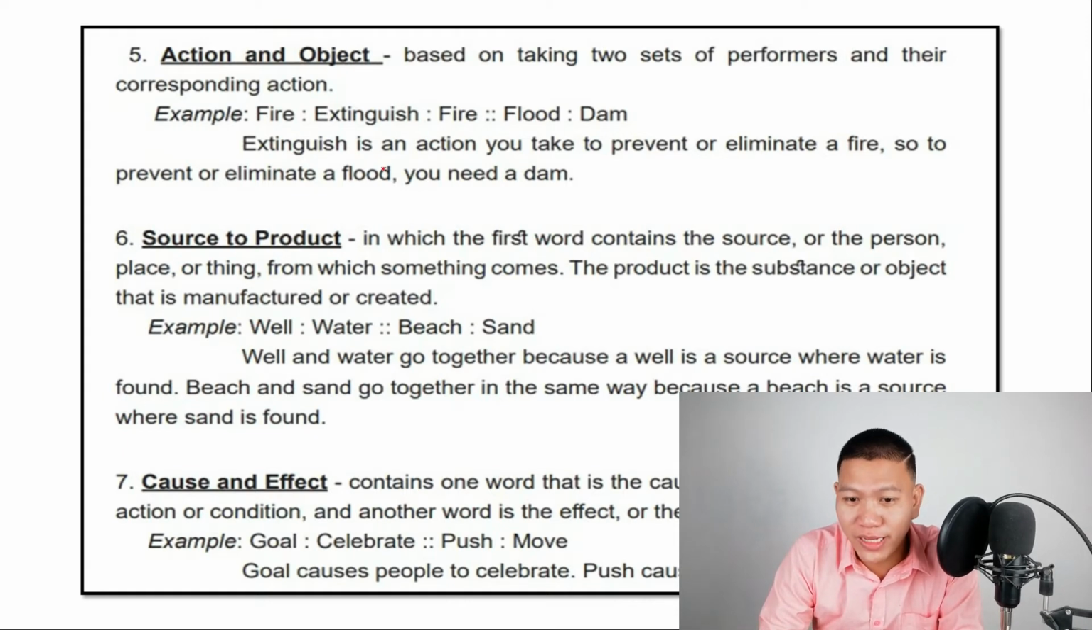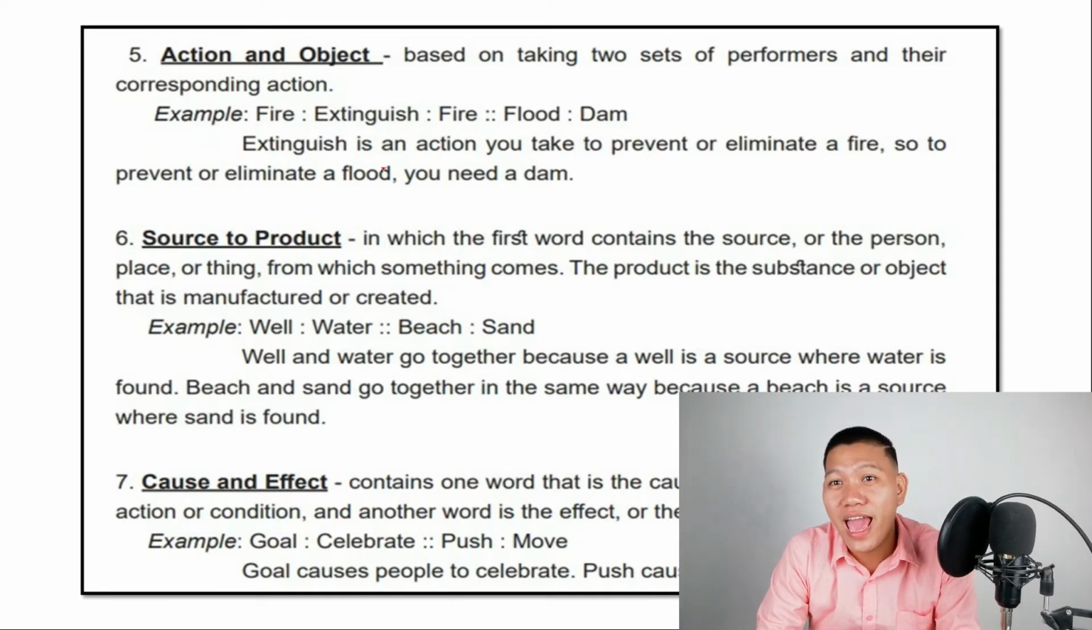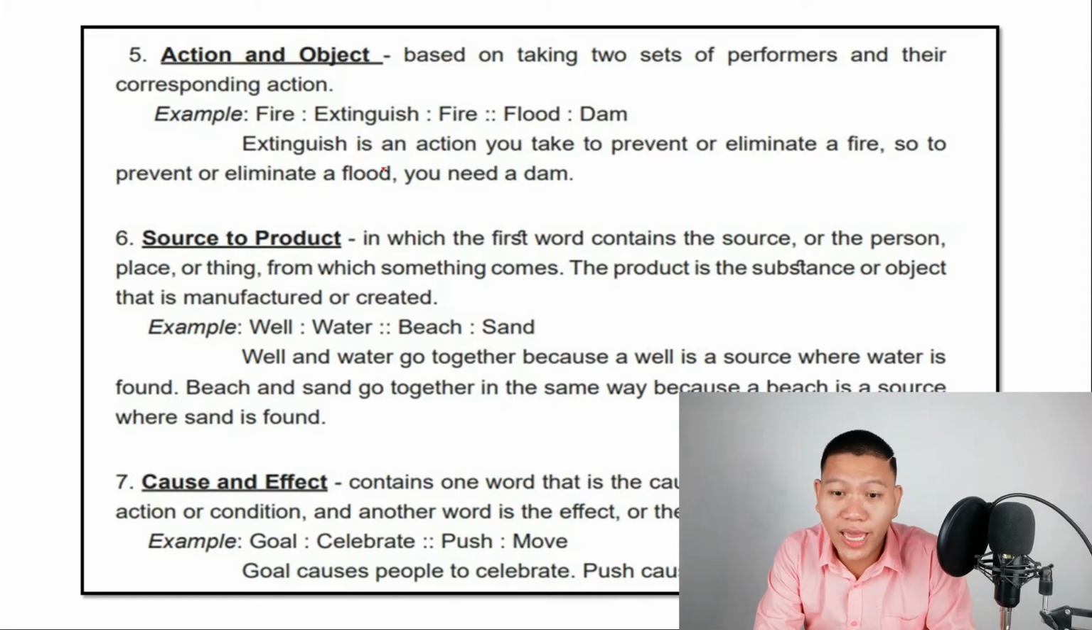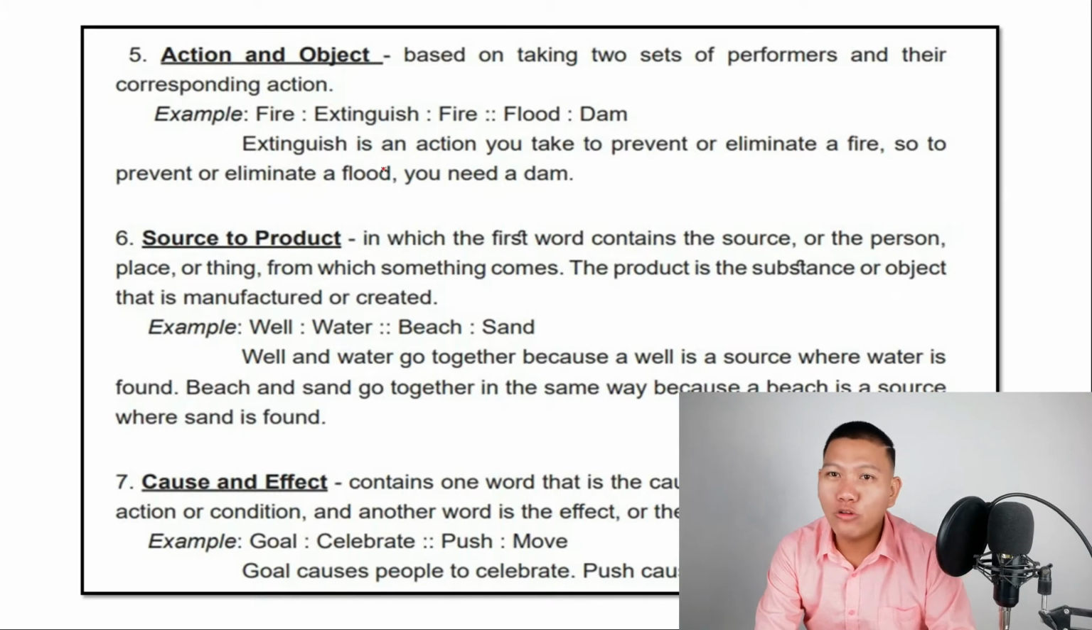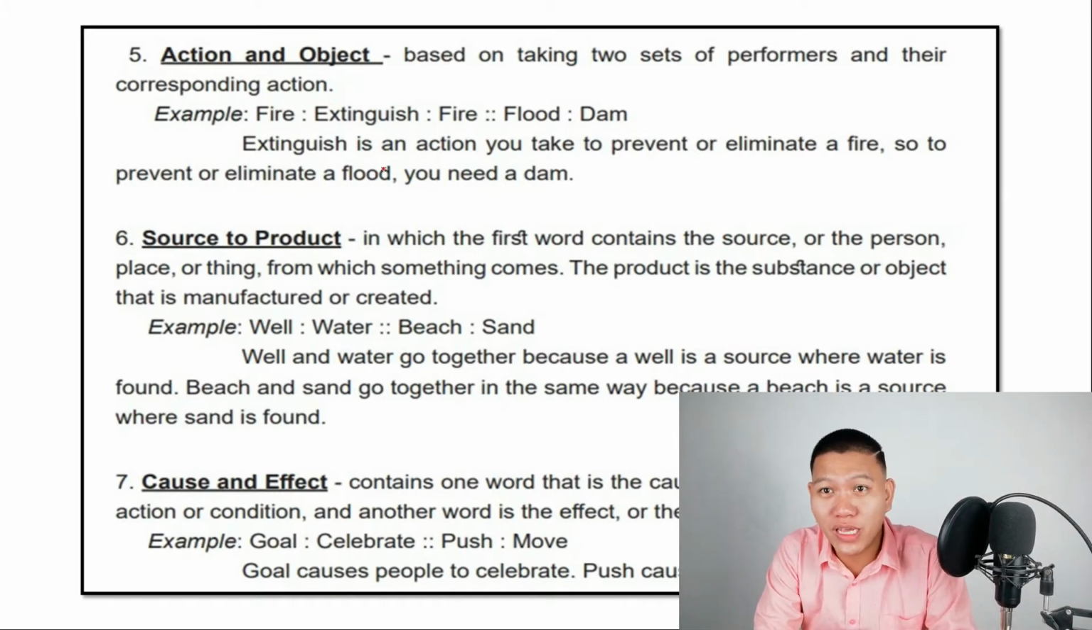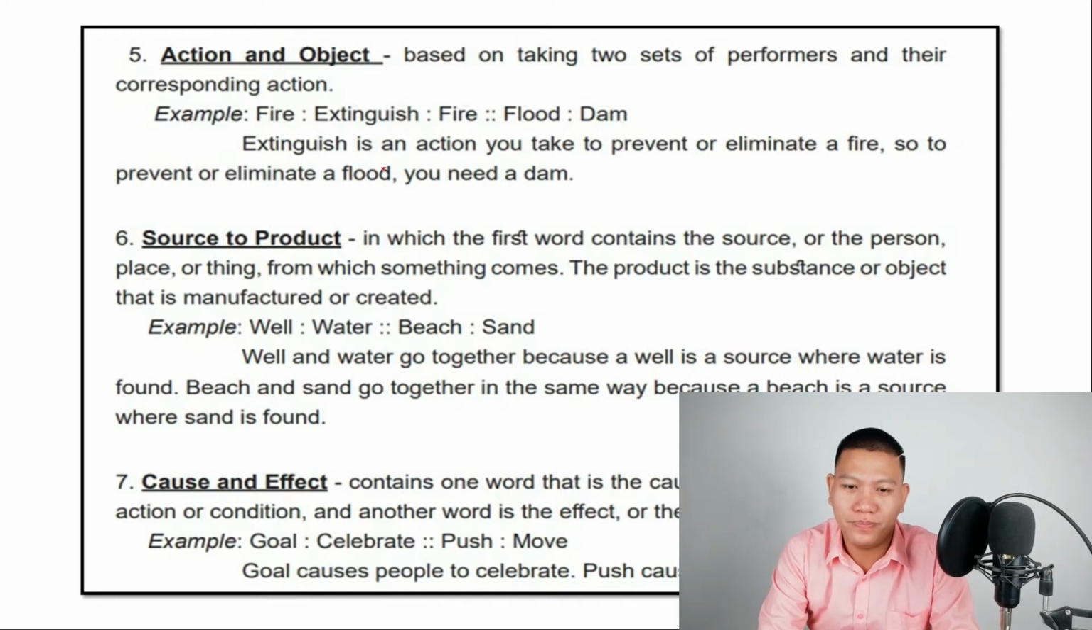And what are the objects related to them? So what do we extinguish? Extinguish. So it's fire. That's why we have a fire extinguisher. Okay. And then we have, in the same way, flood is to dam. So how do we answer? How do we prevent flooding? So we can use a dam.